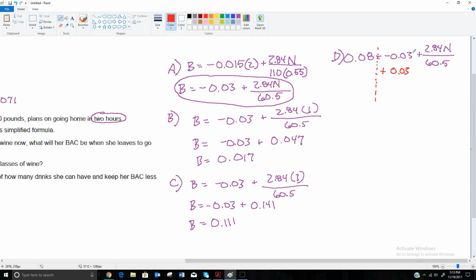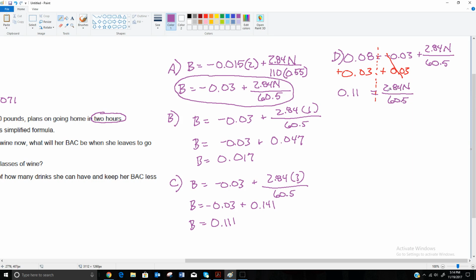So to get rid of adding a negative 0.03, we're going to add a positive 0.03, and that'll undo. So these will cancel, and I get 0.11, and that will equal this 2.84 n over 60.5. So now we have two numbers here that I need to get rid of to have the n alone.